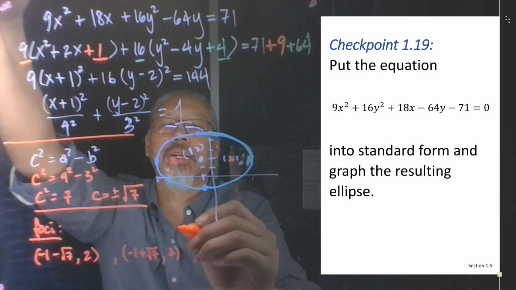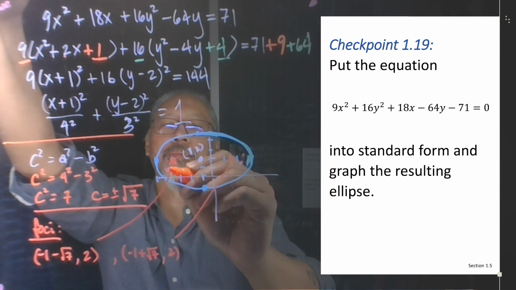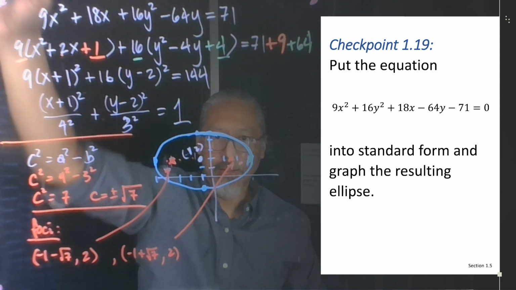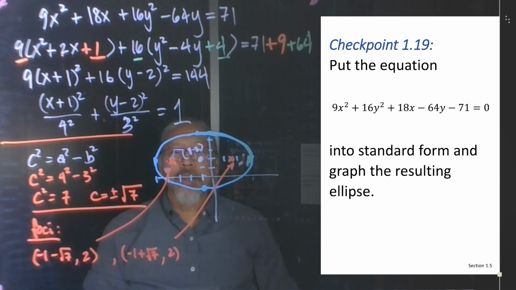So those are your foci. And then that should be it. Okay, I hope that helps.